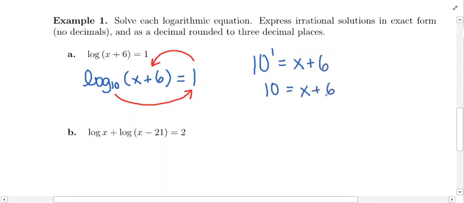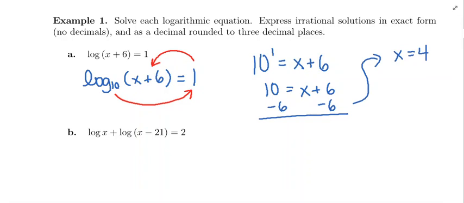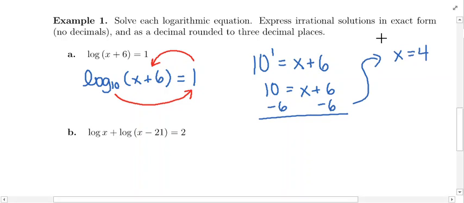The logarithm's gone. And this is really, really easy to solve for x. This is a linear equation now, so we just need to isolate x. I'm going to move the 6 over. So we're going to get that x is equal to 4. That's the solution. We're done.